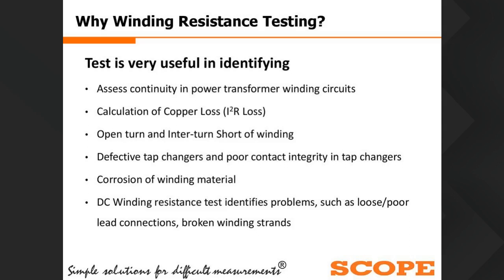Then, to find defective tap changers or poor contact integrity in the tap changers. Then, to find out corrosion of the winding material. So basically, the DC winding resistance test identifies problems such as loose and poor lead connections, broken winding strands, etc. So these are the basic reasons, the importance of the winding resistance test.